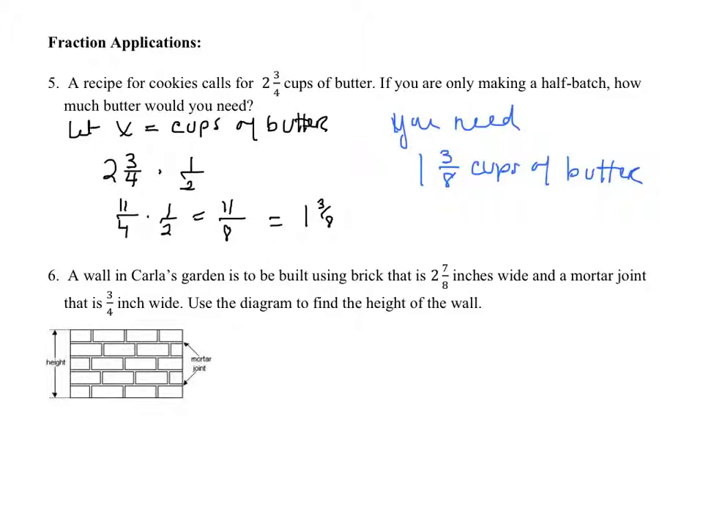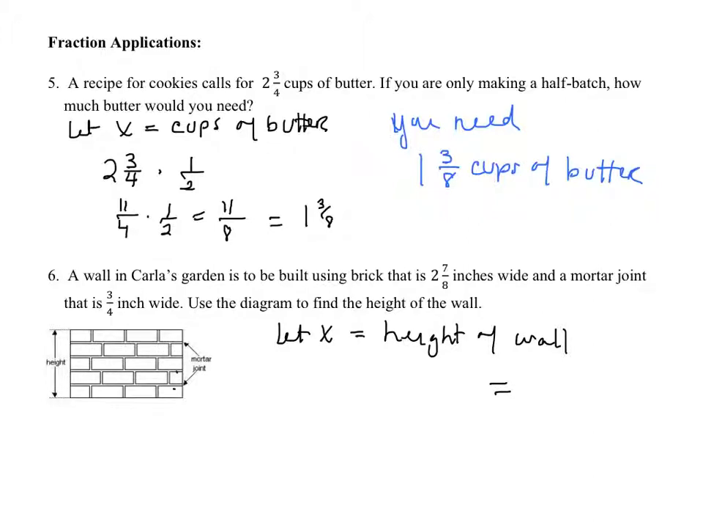Number 6. A wall in Carla's garden is to be built using brick that is 2 7/8 inches wide, and the mortar joint is 3/4 of an inch wide. Use the diagram to find the height of the wall. So what we're going to do is count up. I'm going to let x equal the height of the wall. Ta-da! All right, so we're going to count up how many bricks we have.